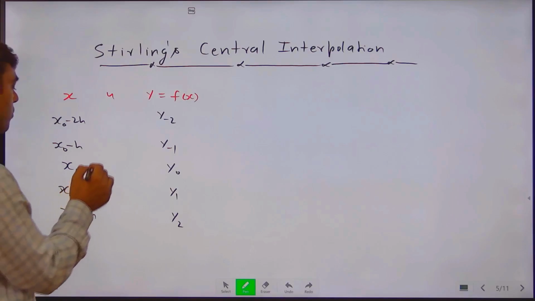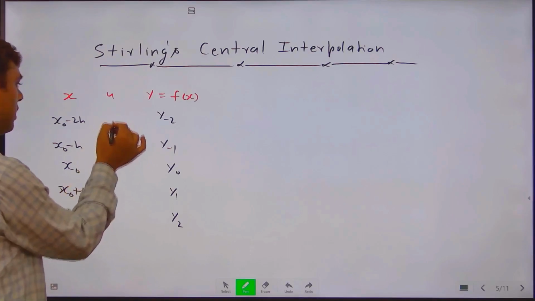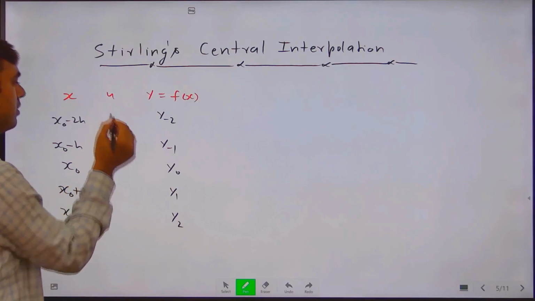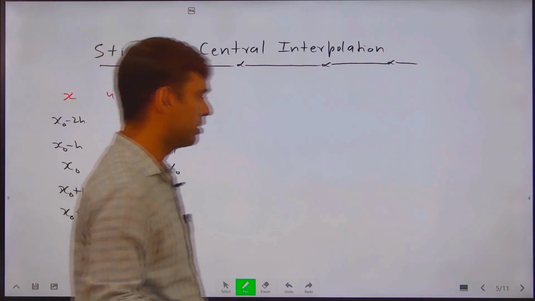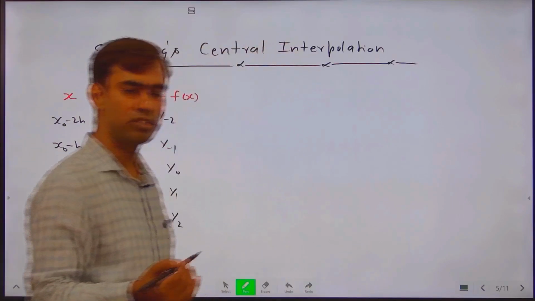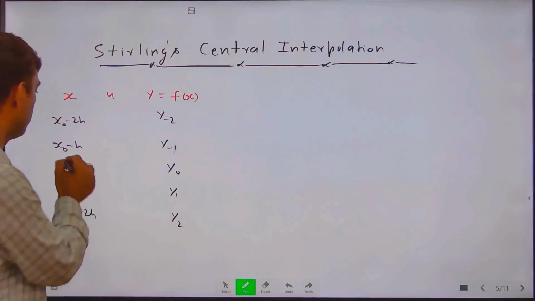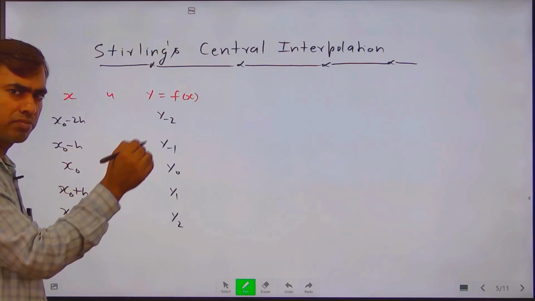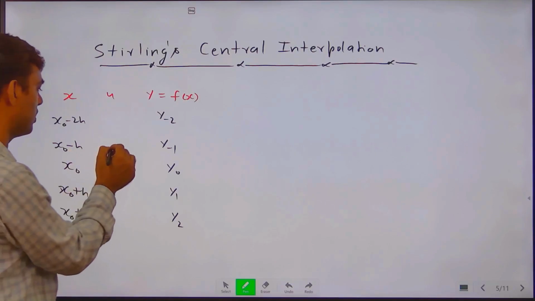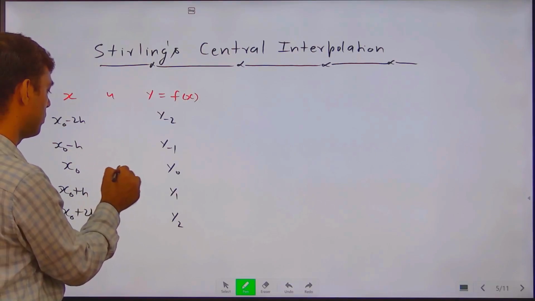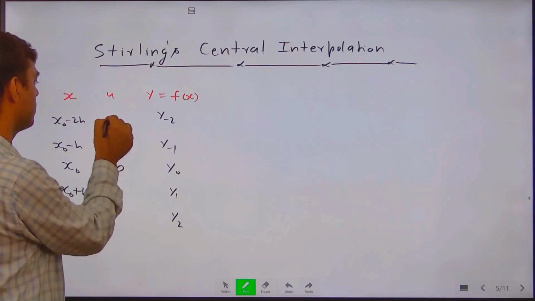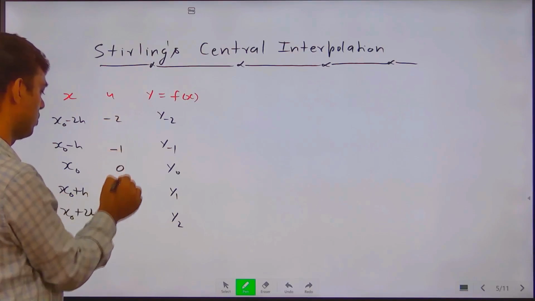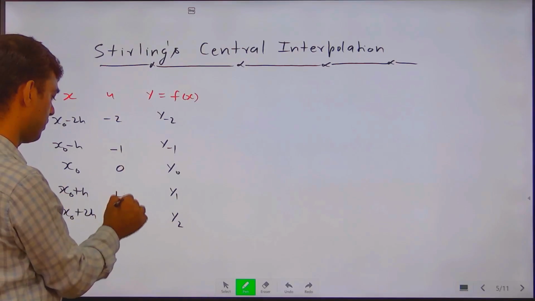So what will happen here? What is the value of u? Obviously we know that u is (x minus x0) upon h. So if we put x equal to x0 minus 2h, x0 minus h, x0, and so on, then u becomes minus 2, minus 1, 0, plus 1, and plus 2.